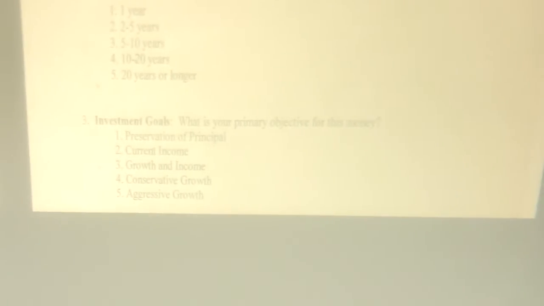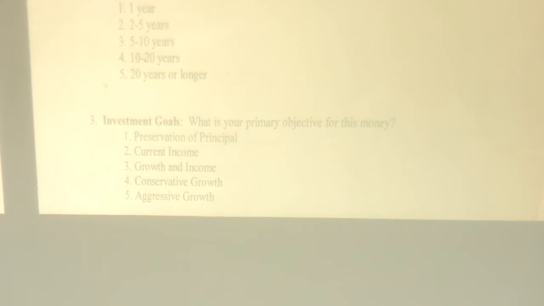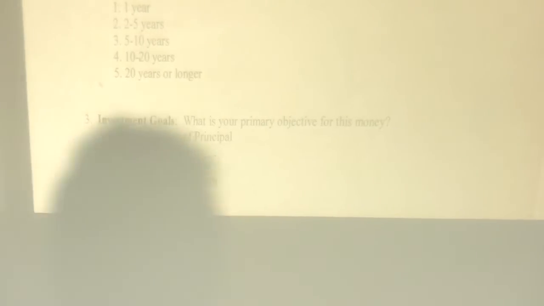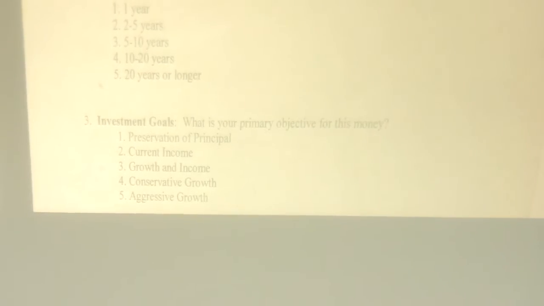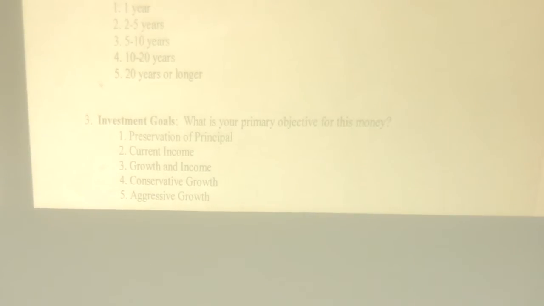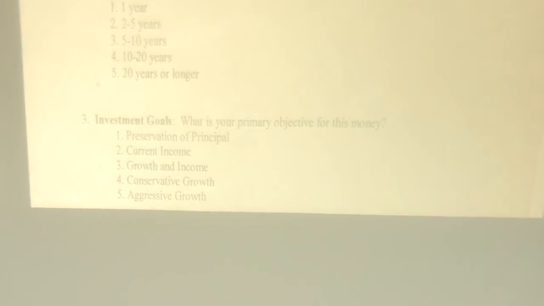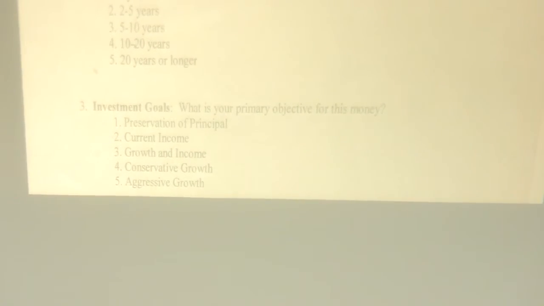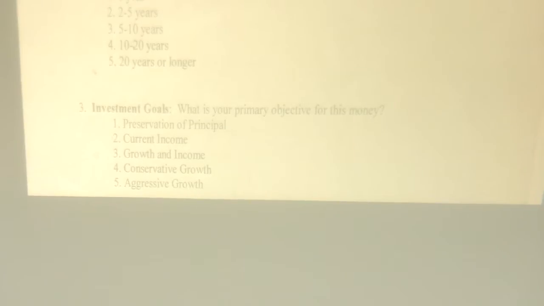Okay, what's your primary objective for this money? Does that have an impact on your willingness to accept risk? Preservation of principal just means you don't want to lose money. This is money you're going to put toward the down payment on your house. Next one is current income. You'd like to have a little bit of income coming in. Maybe this is retirement money. Or growth in income. You want a little bit of money coming in, but you'd like that amount to grow. Then conservative growth, you'd like it to grow, but conservatively. And aggressive growth means you want much higher returns. So what's your primary objective for this money?